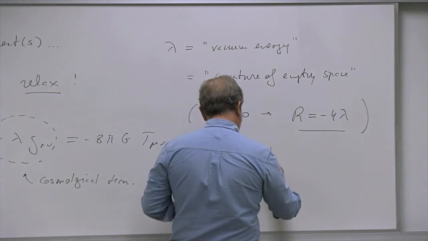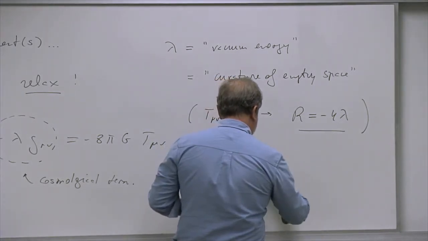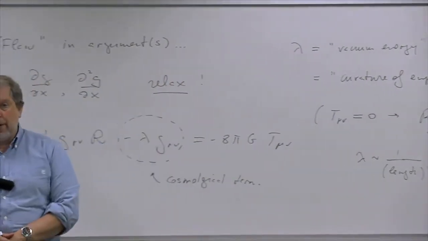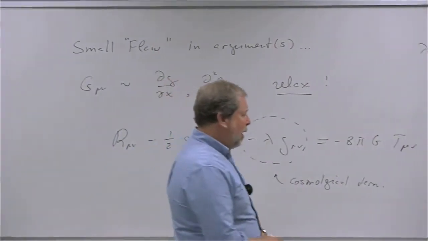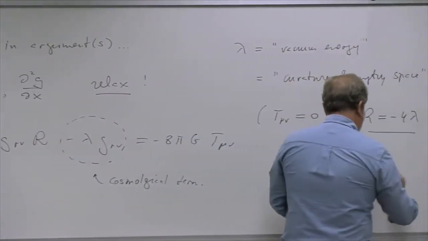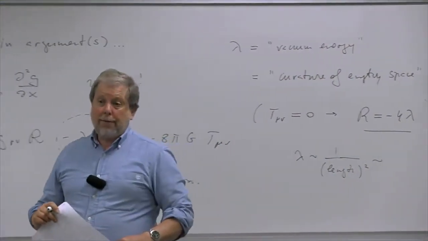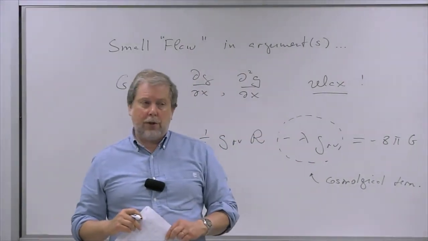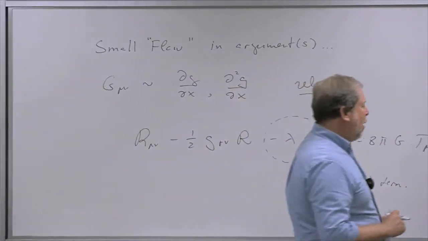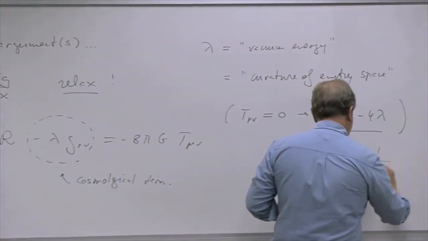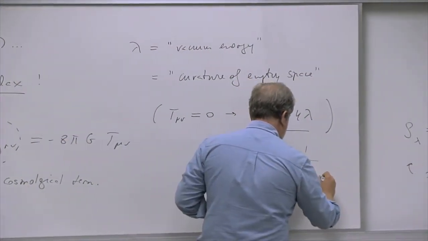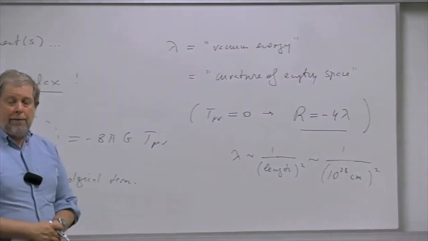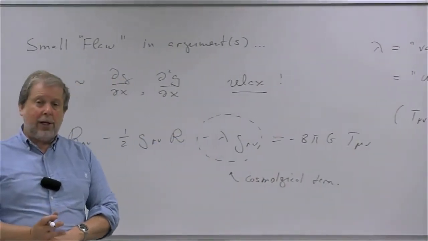Lambda has dimensions of 1 over length squared, right? Because a curvature always has dimension of 1 over length squared. And so you can now look at what the observational data tells us, right? The 1999 distant supernova survey, which has since been redone many times, finds that this is of the order of 10 to the 28 centimeters squared. So lambda is, in fact, a very small number.